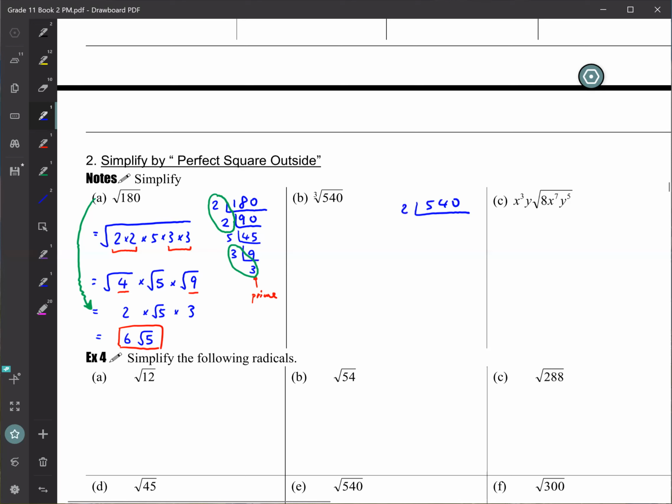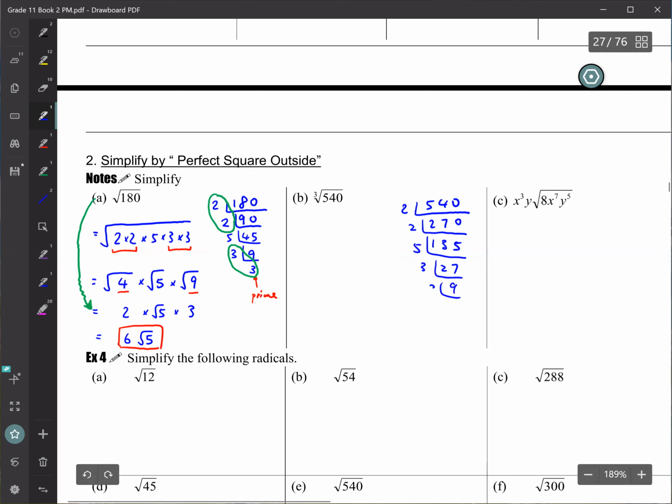270, I think. Okay, and then 2 again. That's 135. Very good. And then 5. That's 27. Very good. And then 3. 9. And then 3 again. You get 3, 3. Okay, and we stop when it becomes a prime at the end.